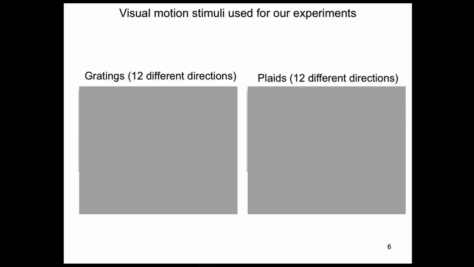So the stimuli that we use to actually do the study is what is called a grating. So these are motion stimuli that actually trigger activity in these neurons. And here you have a grating, for example, moving down and to the left, and then this is moving to the right, and so on.